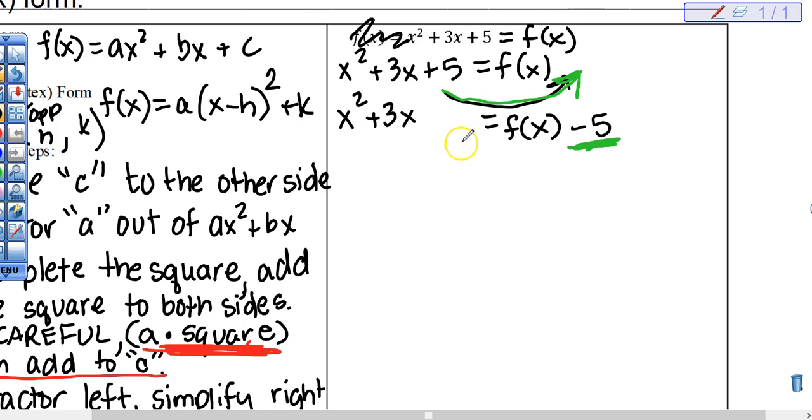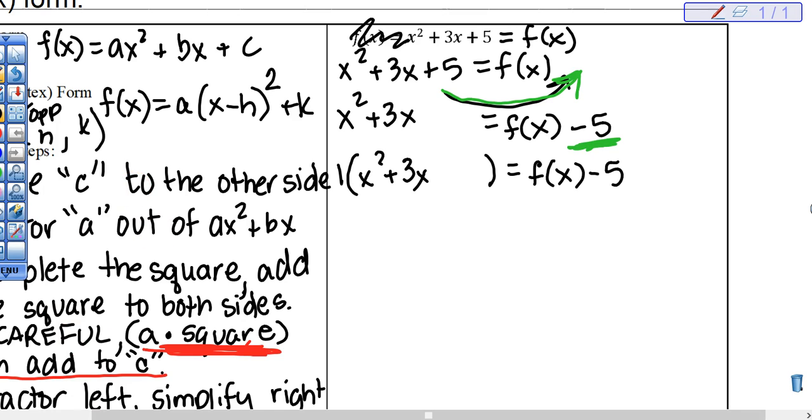Step 2. I'm going to factor the a out. That's what it says. And I know that the a is 1. Just hang with me for this problem because I want to do every single problem the same way. So our a is 1, right? So we're going to factor out a 1, which doesn't really change anything. And I'm still leaving open my spot for completing the square.